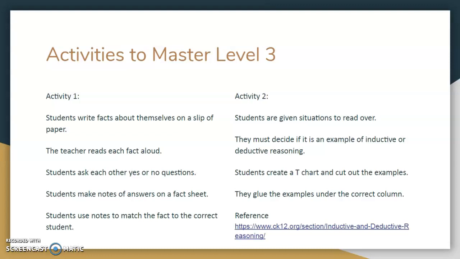The second activity is a little different. Students are given situations to read over. There's a list of them at the reference provided below. They must decide if it is an example of inductive or deductive reasoning. Students then create a T-chart and cut out these examples that they have been provided, and then they will glue the examples under the correct column.